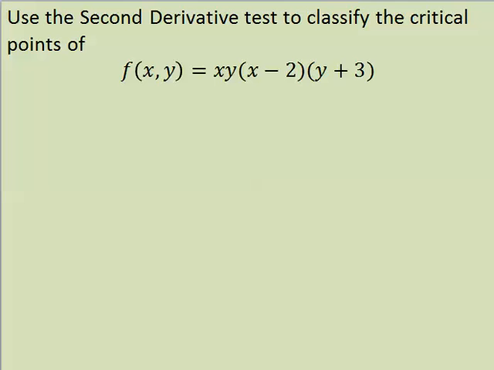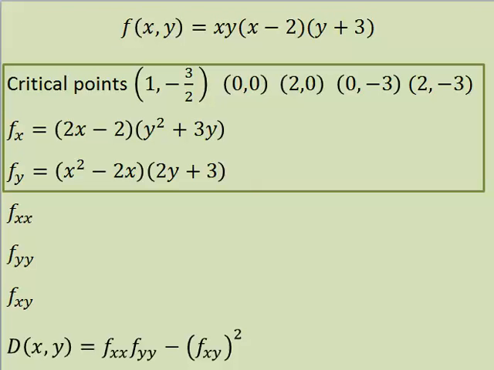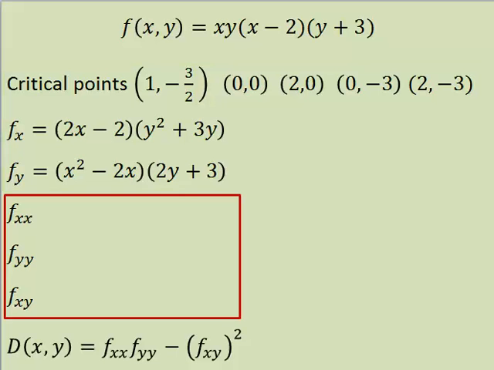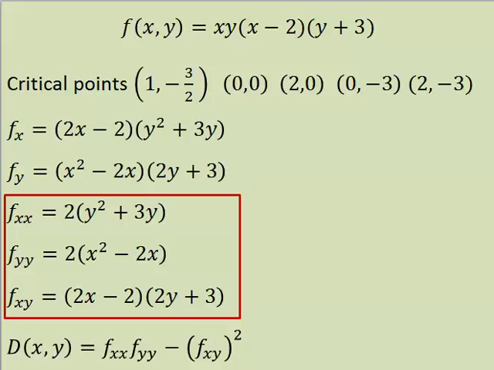We're going to use the second derivative test to classify the 5 critical points of this function. These are our 5 critical points. We have already found f partial x and f partial y. I'd like you now to find the second partials. And here they are.